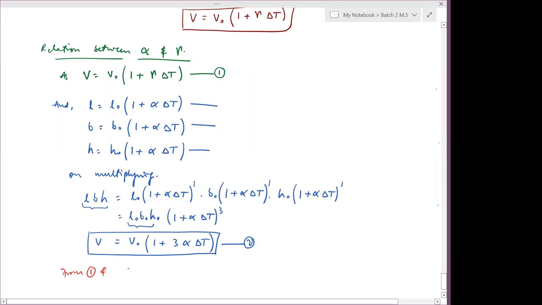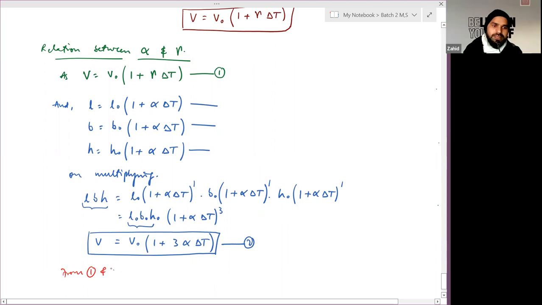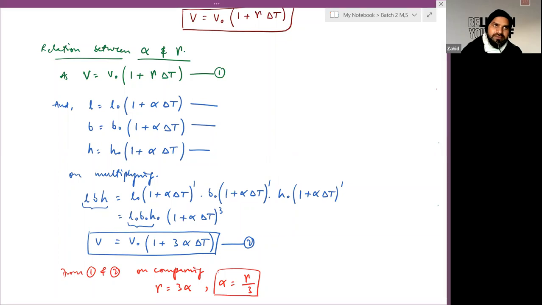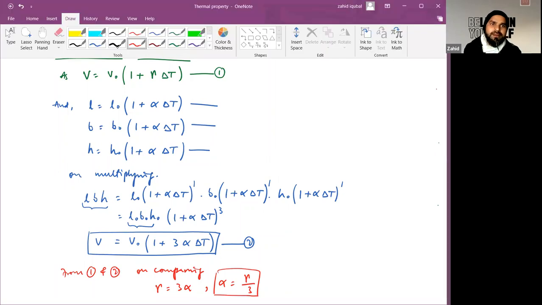Gamma equals 3 alpha. Good. So from equations first and second, on comparing, we can say gamma equals 3 times alpha, or alpha equals gamma by 3. So we have calculated alpha in terms of beta, and we have calculated alpha in terms of gamma.